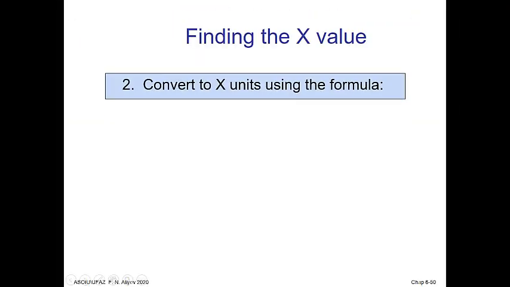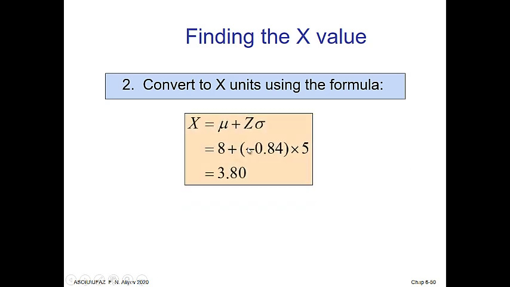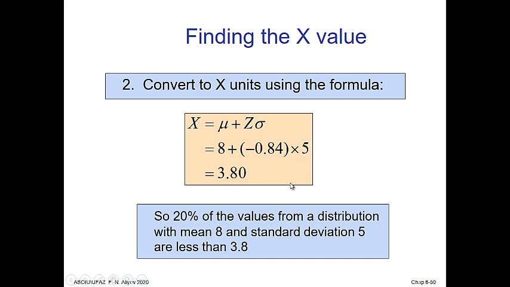Now finally the x value. We use this formula: x equals mu plus z sigma. Mu is given in the question, 8, sigma 5. Just z we found, it's negative 0.84. So the answer is 3.80. Now the conclusion is that 20% of values from a distribution with mean 8 and standard deviation 5 are less than 3.8.